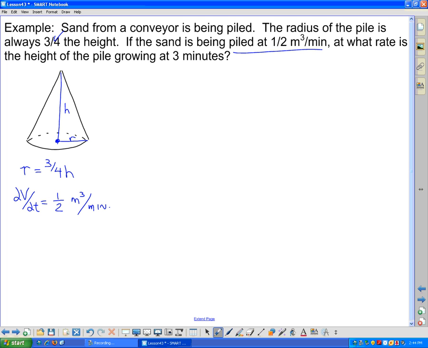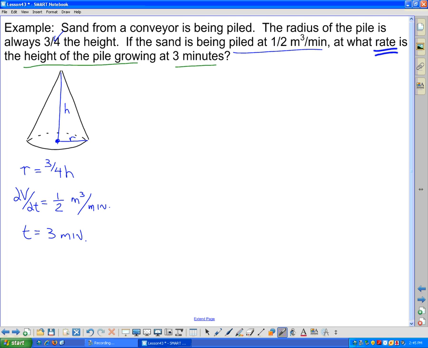At what rate is the height of the pile growing at 3 minutes? So we know time. We know t is going to equal 3 minutes. What are we looking for? And this is the other hard part of the question. Okay, it's always the challenging part. What are we looking for? We are looking for a rate.